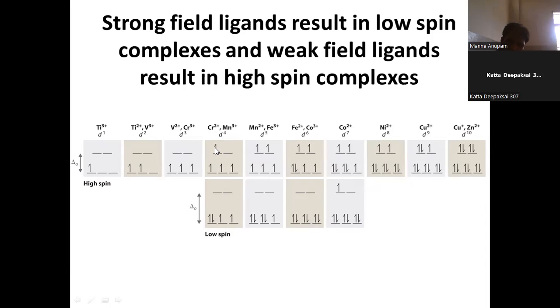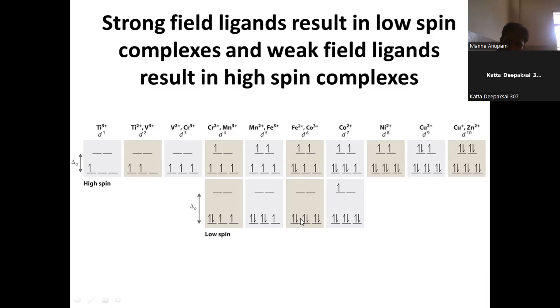Electron is going up. Electron is remaining down here, whereas in case of weak field, electron is going up. So D5, this is strong field, this is weak field. Strong field, energy is more, and that's why electron is remaining down. Here D5, this is a weak field, electron is going up because energy is very less.